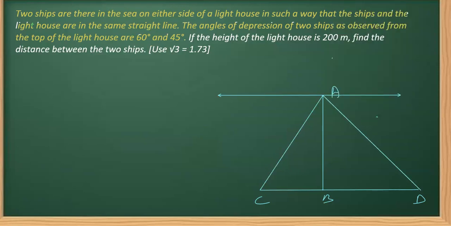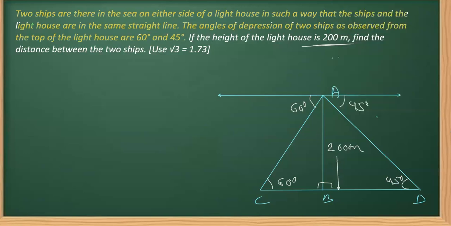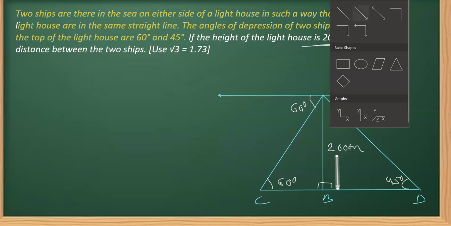So these are the two depressions drawn, and the angles of depression as given. The one which is closer to 90 should be taken bigger. So among 60 and 45, we'll take this as 60 degrees and this as 45 degrees. By applying alternate interior angles, this will be 60 and this will be 45. Further, you can read here, it says that the height of the lighthouse is 200 meters. That means the length of AB is given as 200 meters. This is AB, which is 200 meters.